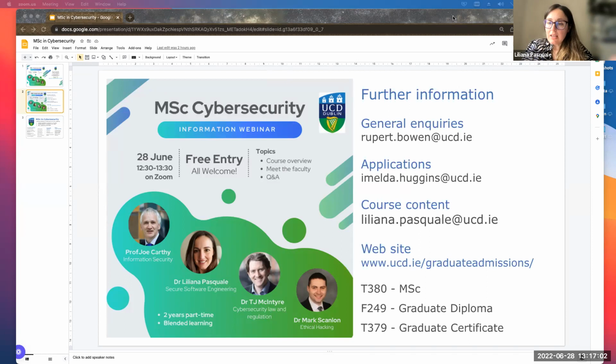So these could be examples of research topics, but other members of staff are doing, for example, research in cryptography and network security. There is a lot of expertise in the School of Computer Science and in the School of Law in UCD, so we can cover a variety of different advanced topics.